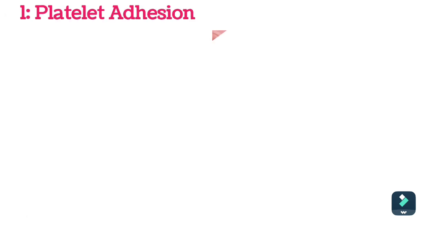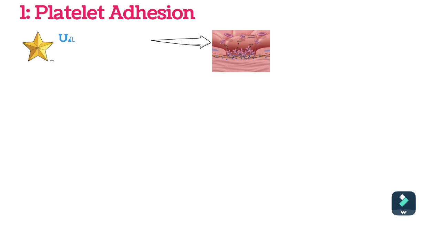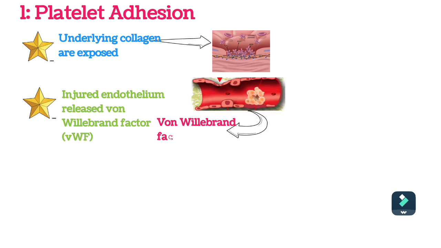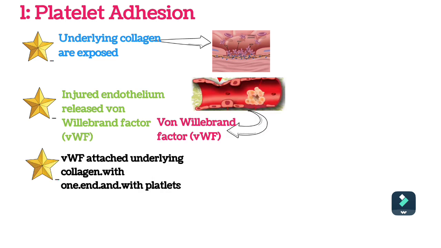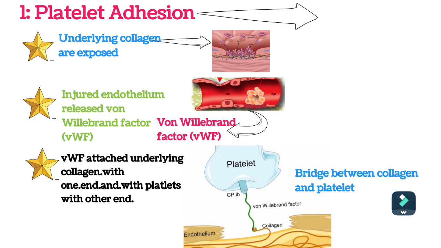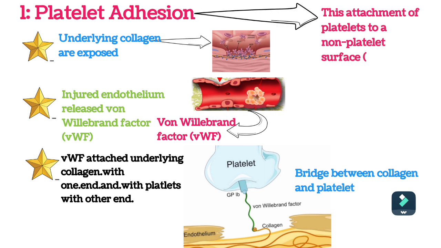Platelet adhesion. When a vessel is injured, the surface endothelium is removed, and the underlying collagen is exposed. The injured endothelium releases von Willebrand factor, VWF, which attaches to the exposed collagen at one end and platelets at the other. This acts like a bridge between collagen and platelets, allowing platelets to adhere to the collagen.